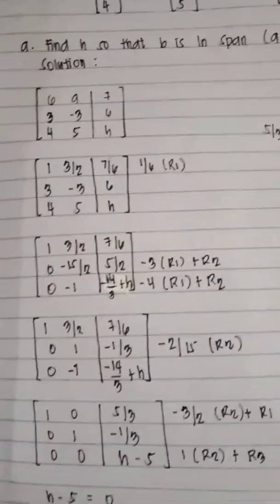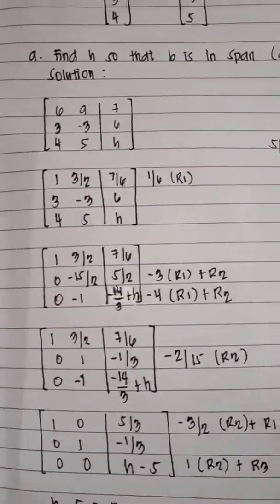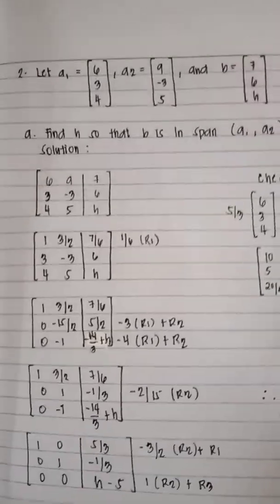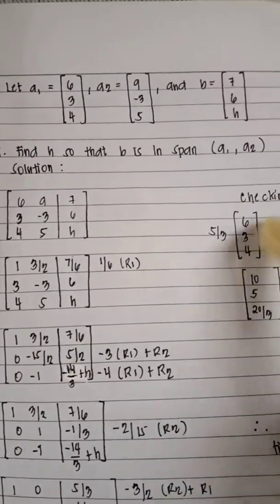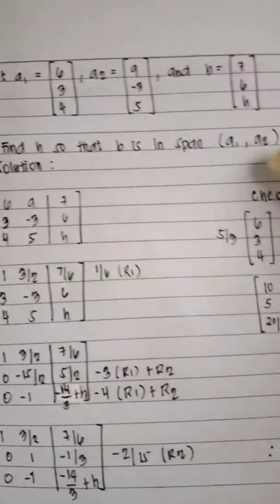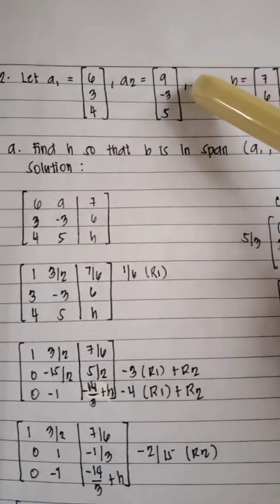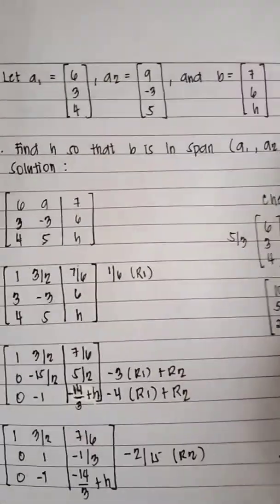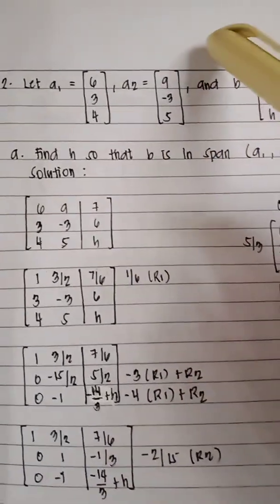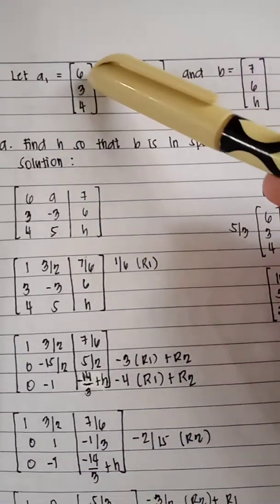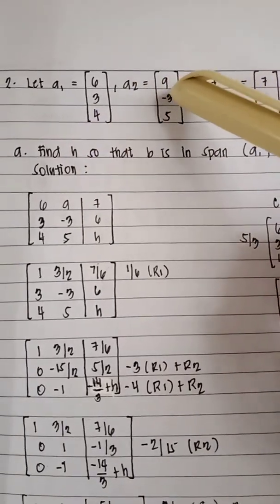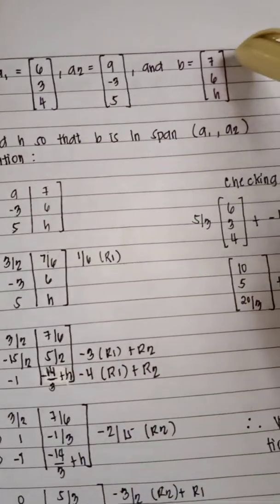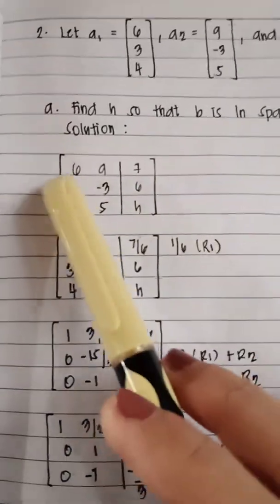So, here's the solution. Since A sub 1 is 6, 3, 4 and A sub 2 is 9, negative 3, 5, in order to find the h, we will augment the 6, 3, 4 and 9, negative 3, 5 into 7, 6, h. So, we will just focus first on row 1.